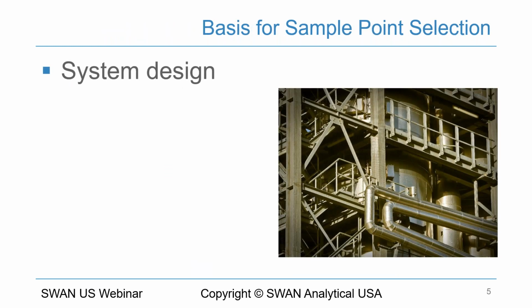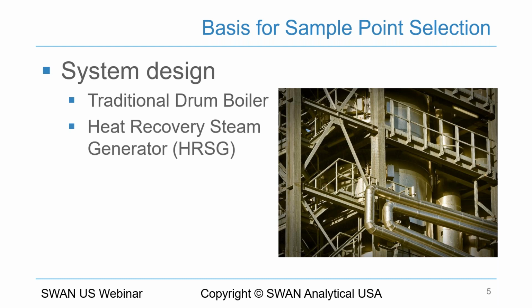So when we design a system, we look for some of the basics of what we need to know in order to design the system appropriately. The first thing we look at is, what is the system design? Is it a traditional drum boiler? Is it a heat recovery steam generator? Is the plant a supercritical operation? Or is it an industrial plant? Each one lends itself to specific design criteria in the conditioning of the samples.